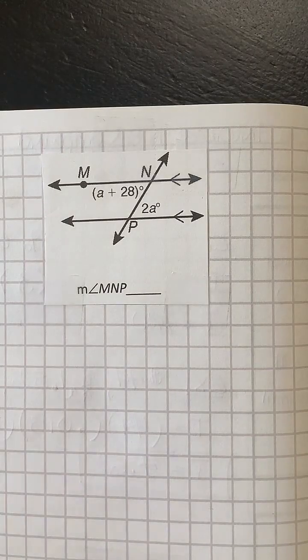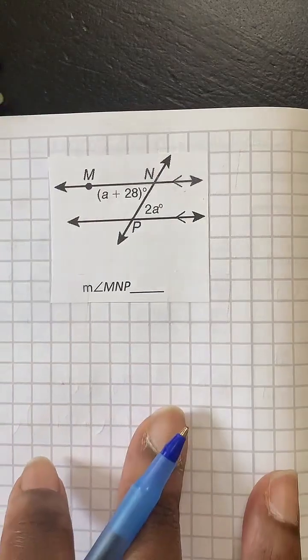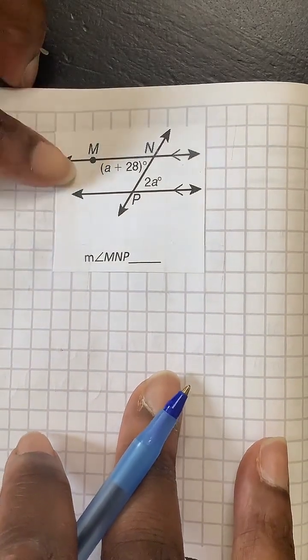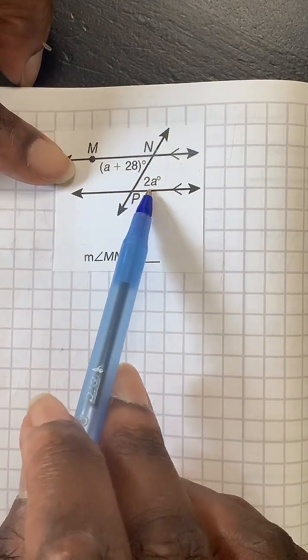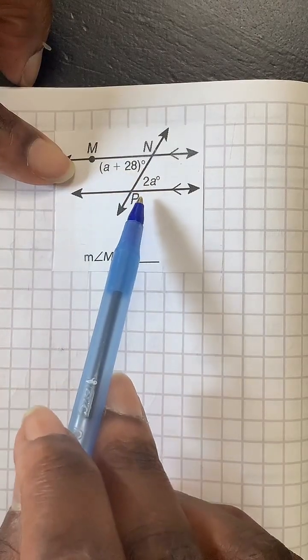There are times. Okay. So alternate interior, alternate interior, alternate interior. Yes. Okay. So since they are alternate interior, that means they are equal to each other or they're going to equal 180. Which one?